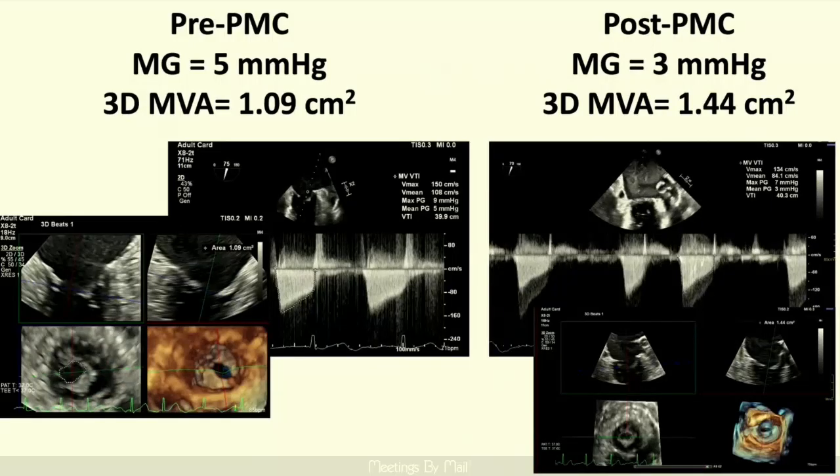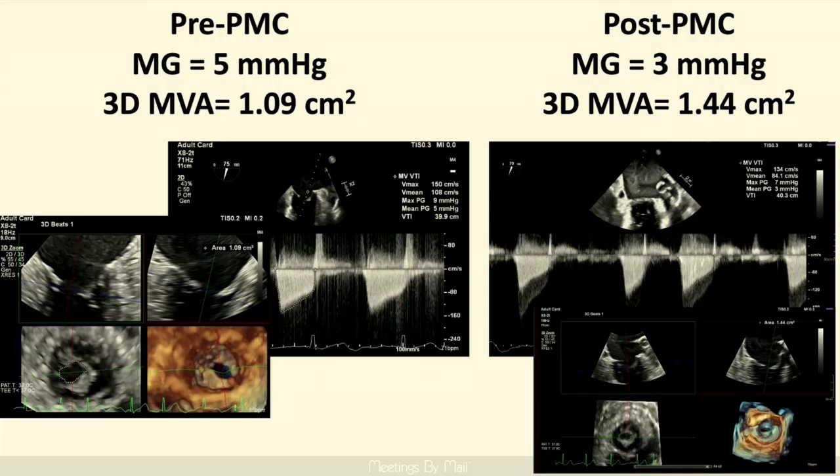So in this case, what we found is that the valve area changed from 1.09 centimeters squared to 1.44 centimeters squared. It doesn't sound like a lot, but the mean gradient also came down. And with this, we were reassured that this patient has a good result.